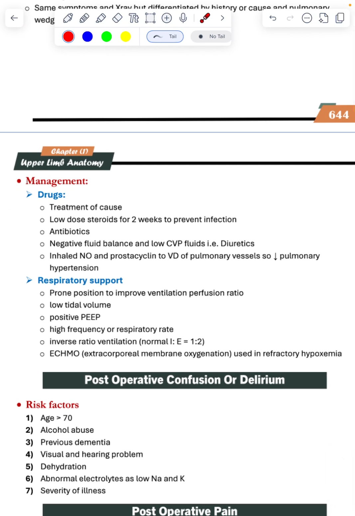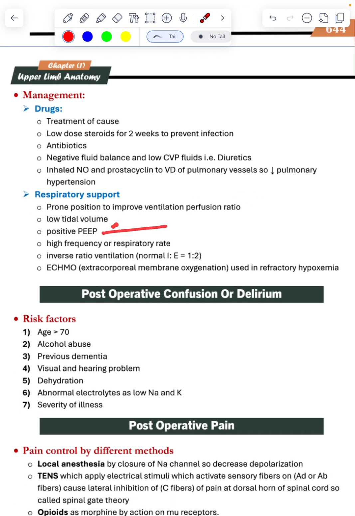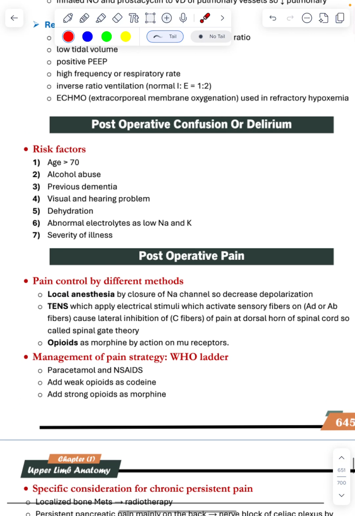Treatment of the cause: low dose steroids, prevent infection, negative fluid balance, low CVP, diuretics to decrease pulmonary vessel pressure. Respiratory support: PEEP is given, inverse ratio ventilation. More than 70.